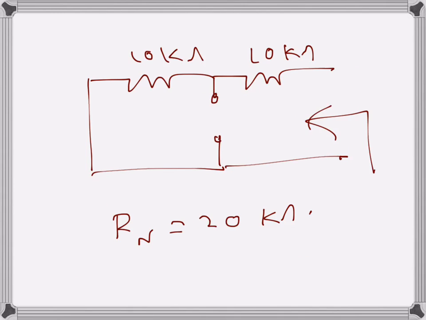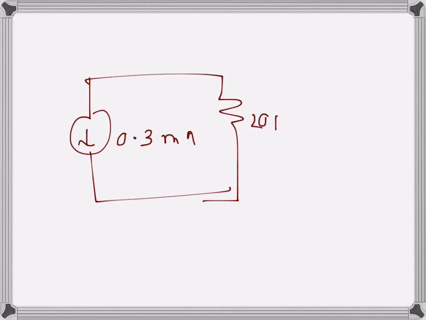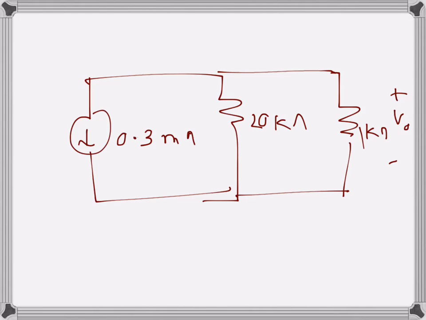So my Norton circuit, which I am finishing in this video, will have the current downwards, 0.3 milliamps, and the resistance is 20 kilo ohms. The resistance across which we want to find the drop, which we disconnected, is 1 kilo ohms, and the voltage drop across it is V naught. That's what I want to find, and V naught will be the current I, which will be negative because it's in the other direction, times 1 kilo ohms.